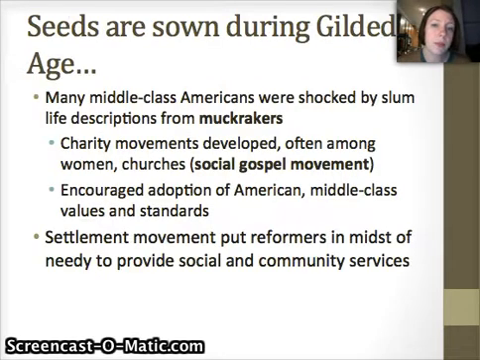So the seeds for the Progressive Era are really sown during the Gilded Age, which we've been talking about for what feels like forever in our class at this point. Many middle-class Americans, as people like Jacob Riis and others bring attention to these terrible conditions, are really shocked by this and feel an urge to do something to make some change. There are a couple different ways that this happens. There are some charity movements that develop.